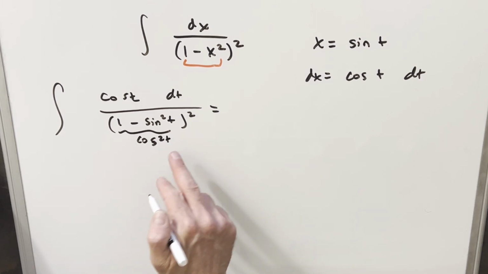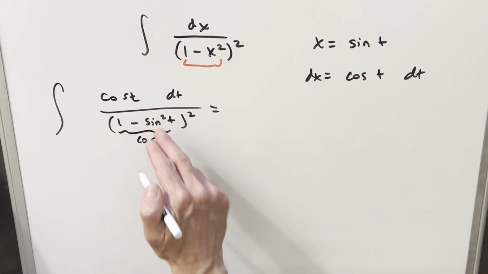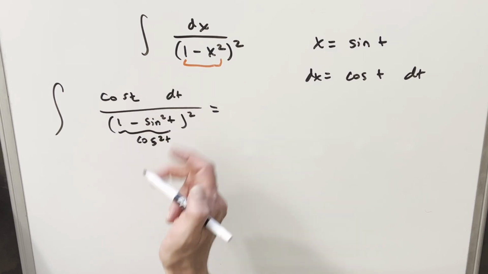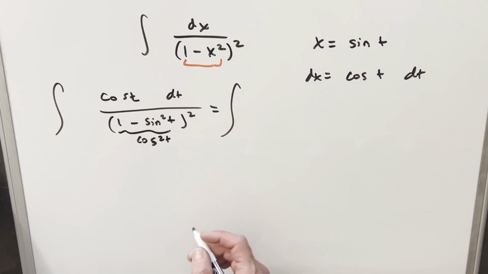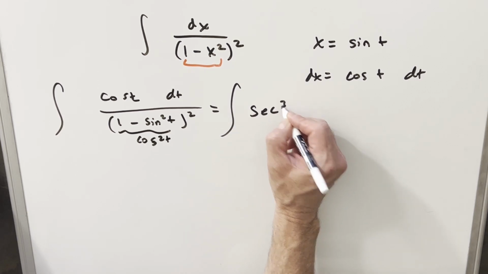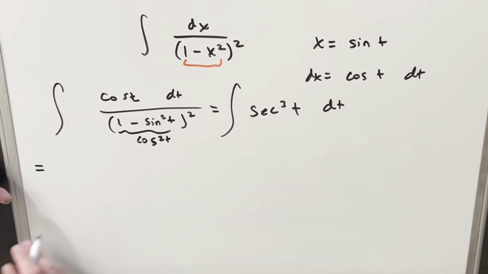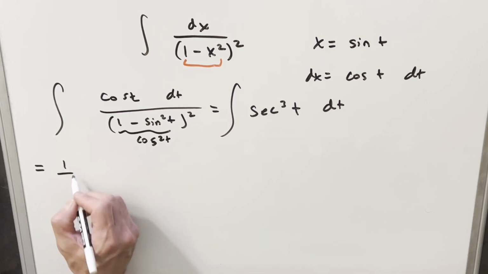And then because this is squared, we're going to have cosine to the fourth in the denominator, just cosine first power in the numerator. So dividing cosine of t by cosine to the fourth t is going to be 1 over cosine cubed t, or we can write this as secant cubed t dt. But this thing is a really common integral. I'm just going to use this by the formula.